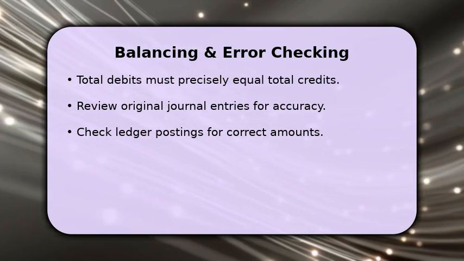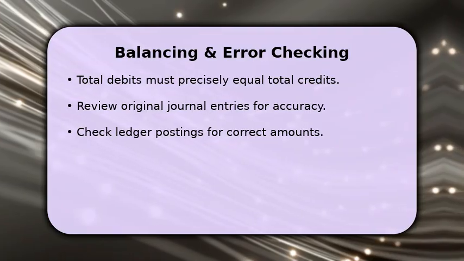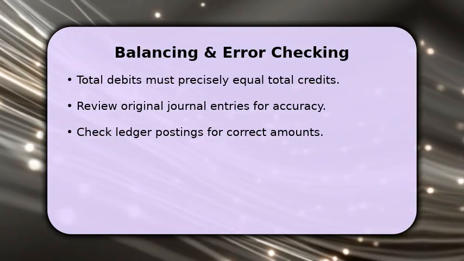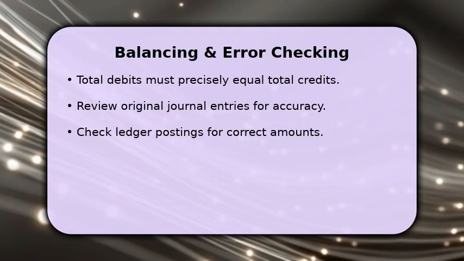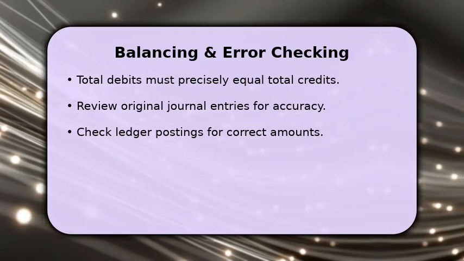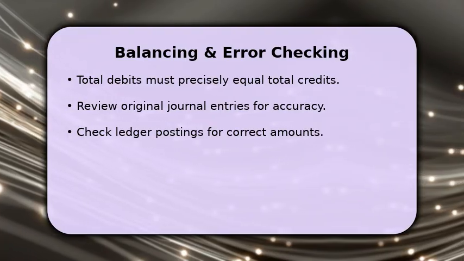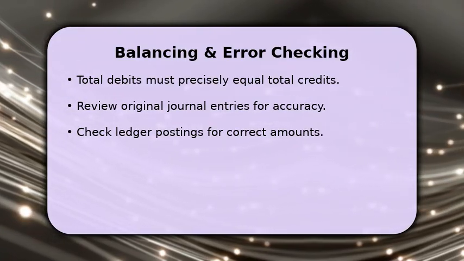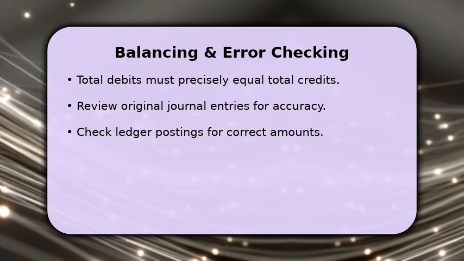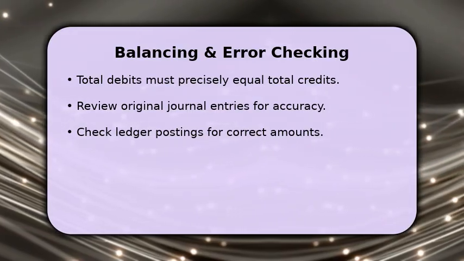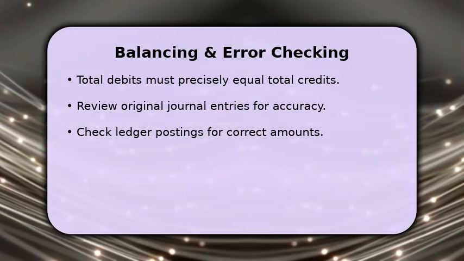This means the sum of all debit balances must exactly equal the sum of all credit balances. If they don't match, it indicates an error. Common issues include transposing numbers, posting an amount to the wrong side, or simple addition mistakes. Carefully retrace your steps, starting with the ledger balances, to pinpoint and correct any discrepancies.